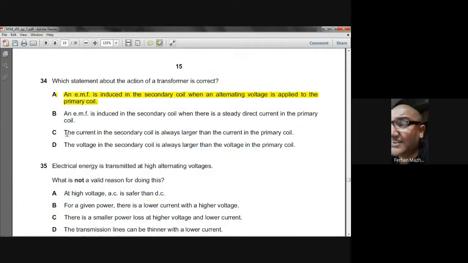The voltage in the secondary coil is always larger than the voltage in the primary coil. No, the voltage output might be more than the voltage input, or it might be less than the voltage input, because transformers can work two ways. It can either increase the voltage or decrease the voltage. So A is the choice. Question number 34, A is the choice.